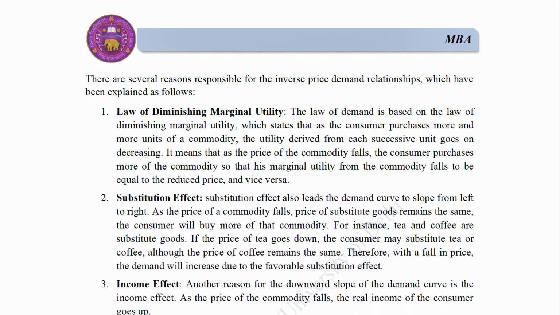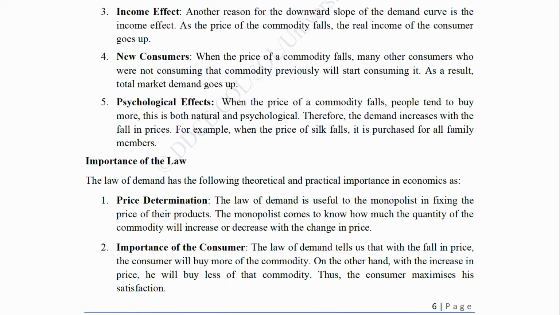Third, income effect. Another reason for the downward slope of the demand curve is the income effect. As the price of the commodity falls, the real income of the consumer goes up. Fourth, new consumers. When the price of a commodity falls, many other consumers who were not consuming that commodity previously will start consuming it. As a result, total market demand goes up.